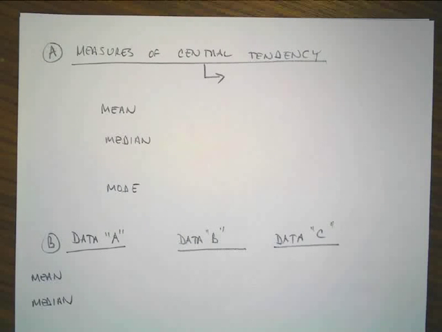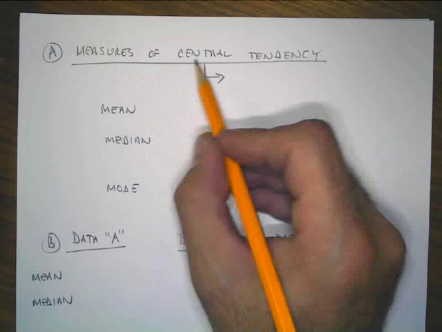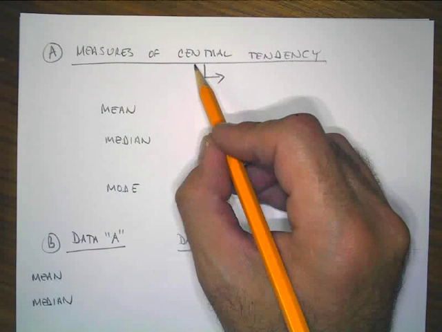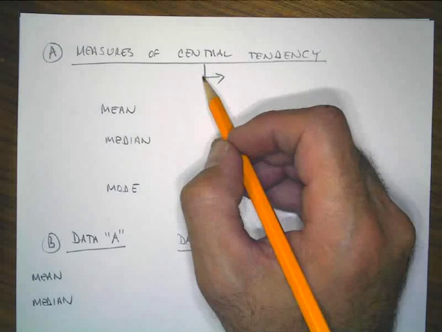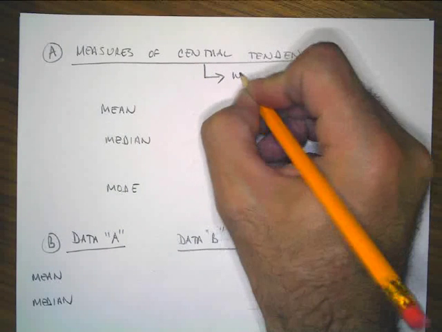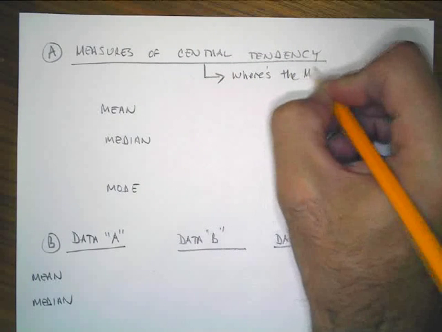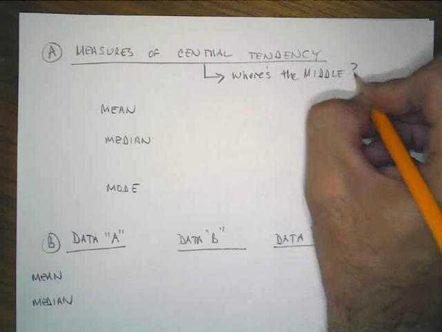I want to talk about measures of central tendency when you have a set of data. Now, the type of data that we're talking about is quantitative, and so it is numerical data. The idea of measures of central tendency keys on this word central or center. In fact, what we're interested in is knowing where is the middle of the data.